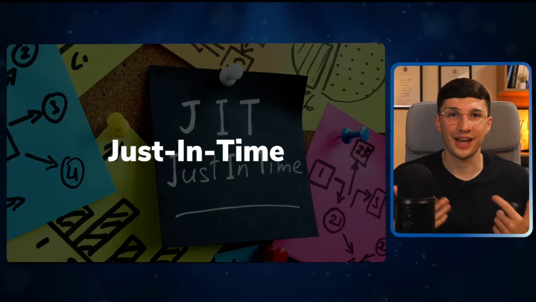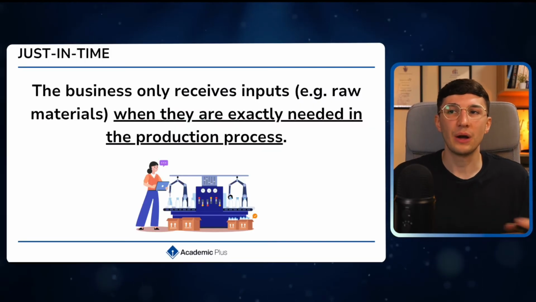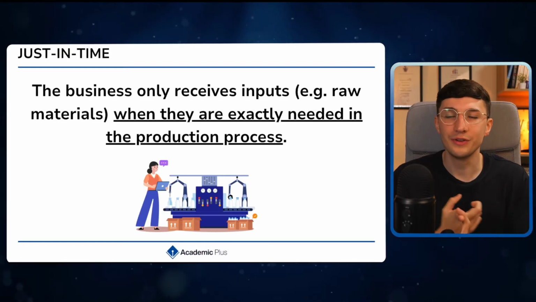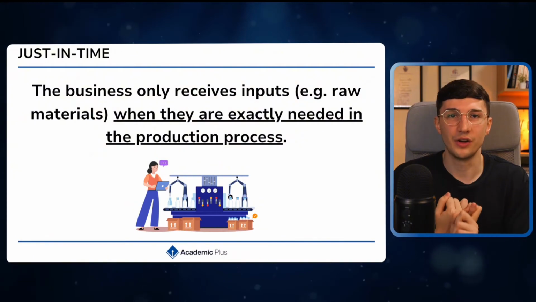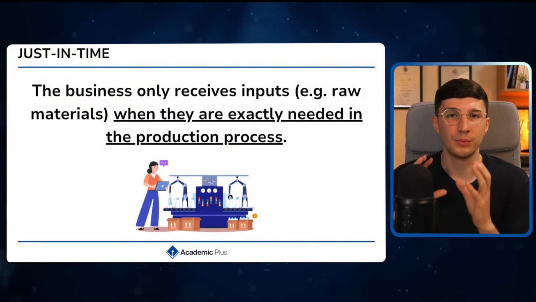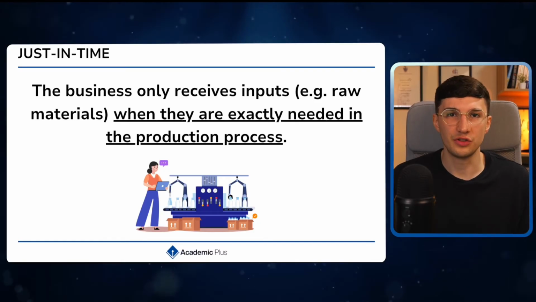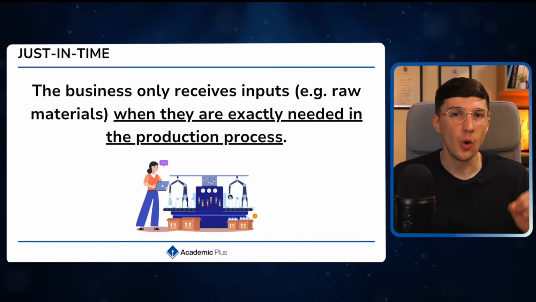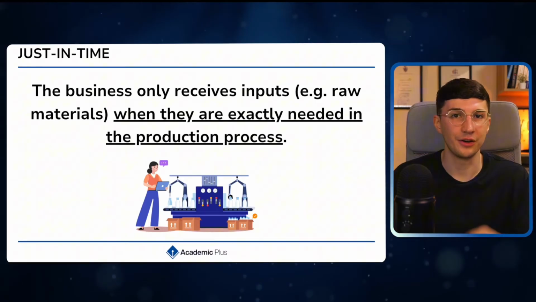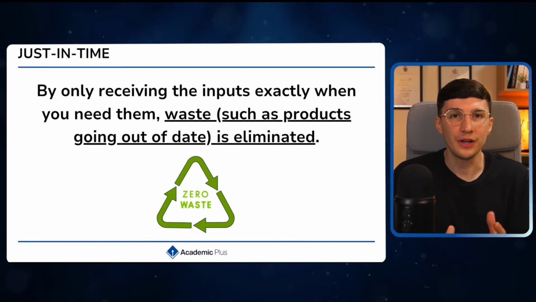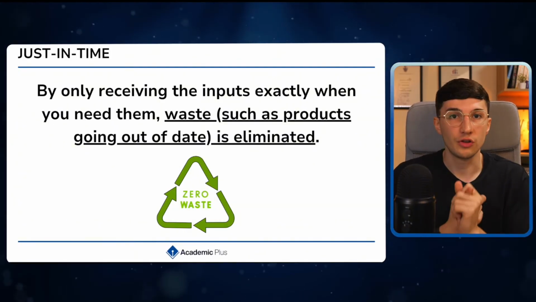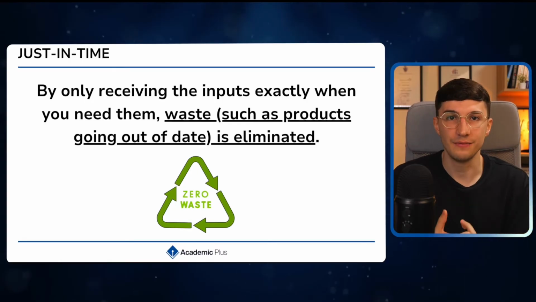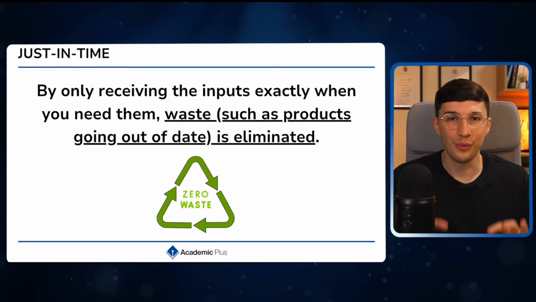One of the main strategies that came from lean production was just in time. Just in time is when the business only receives the inputs, by which I mean stuff like raw materials, exactly when they are needed within the production process. The main aim is not to hold on to any excess inventory. We only want to receive the inputs as they are needed. This is lean production because we're minimizing waste by only receiving inputs exactly when you need them. Products aren't going out of date, we aren't holding on to excess inventory, and we aren't wasting time waiting either. So the levels of waste begin to go down.